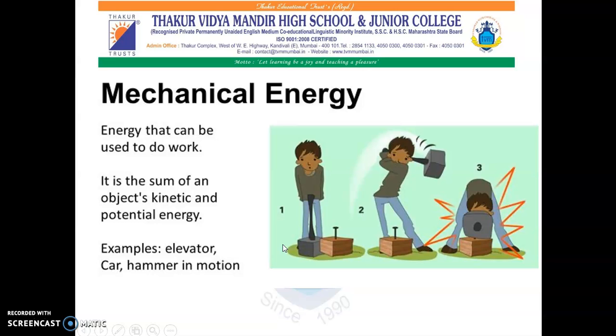Now, let us learn different forms of energy. Mechanical energy. The energy that can be used to do work is mechanical energy. It is the sum of objects' kinetic energy and potential energy. Examples are elevator, car, or the hammer in motion, which is shown over here.